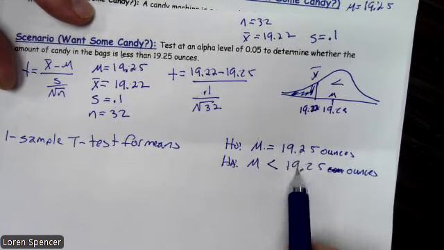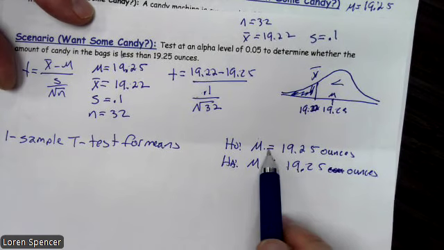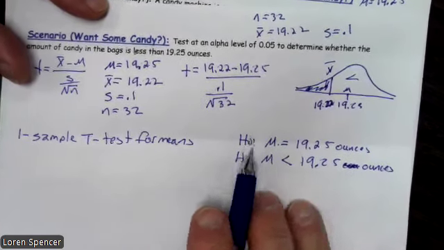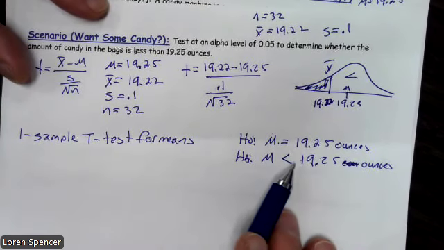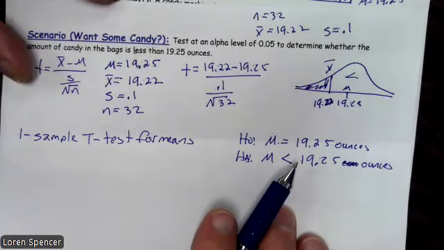This will always be the same. The numbers will be the same. The inequality is the only thing that changes. So one sample t-test for means, and there's my hypothesis.